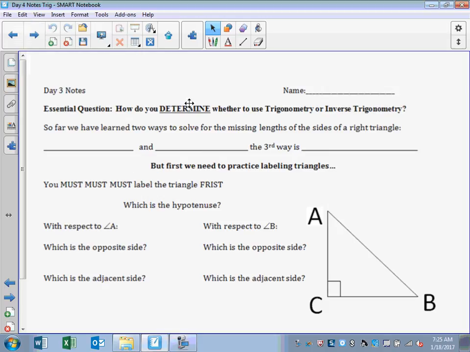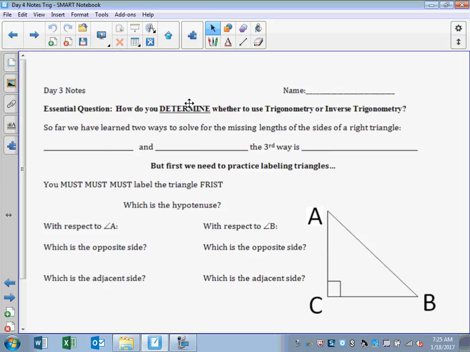Hello, welcome to lesson 4 in unit 7, right triangles. Today we're going to be talking about trigonometry. So we're going to be introducing trigonometry. It's a little bit different kind of math, but I think you guys should have a pretty easy time with it. So the essential question is, how do you determine whether to use trigonometry or inverse trigonometry? That's what we're going to be talking about in today's lesson.